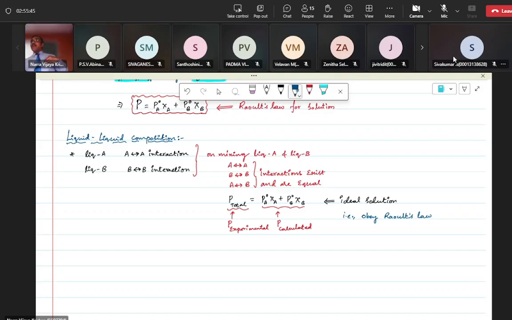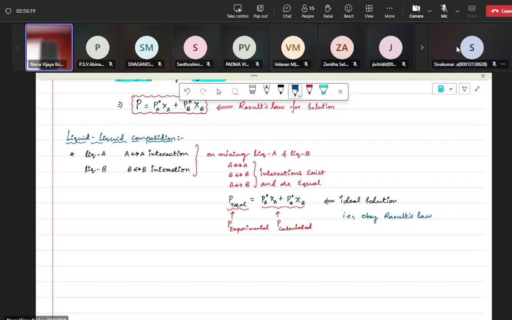Means when I mix liquid A and liquid B, we are getting a solution. I separate those solutions into different categories, particularly two categories. When I mix them, the solution obtained may obey Raoult's law, or may not obey Raoult's law. Clear? I am mixing two liquids, liquid A and liquid B. When I mix them, I get a new solution. That new solution may be any of the two kinds.